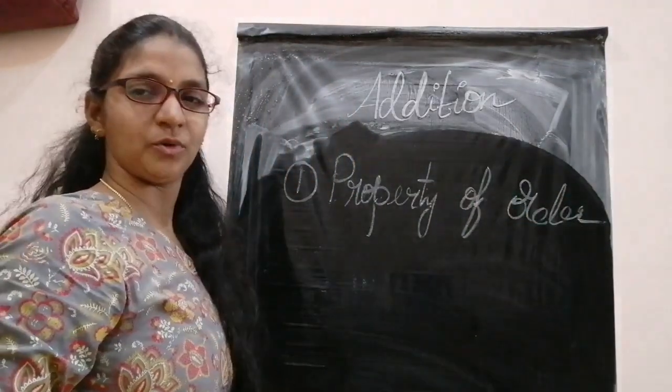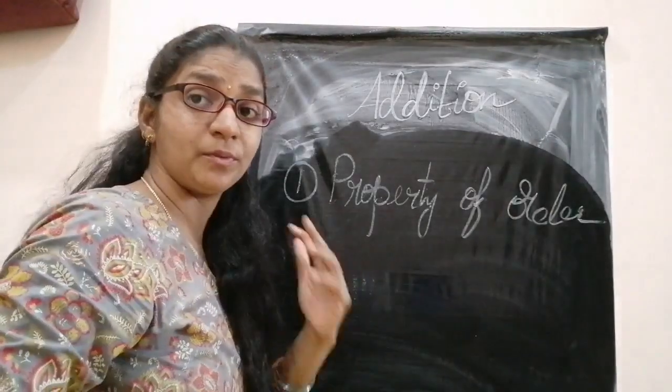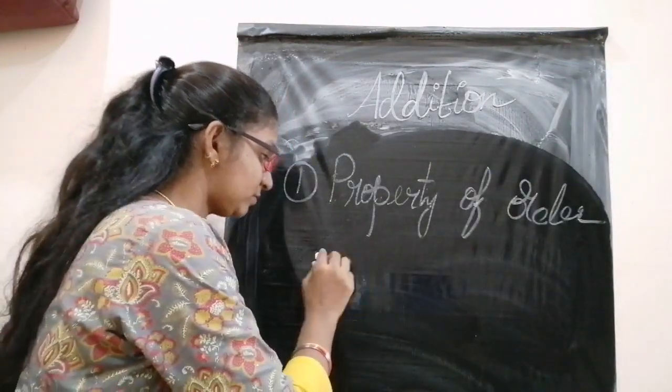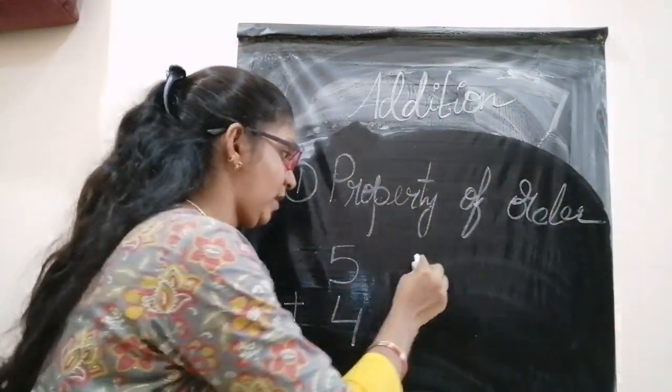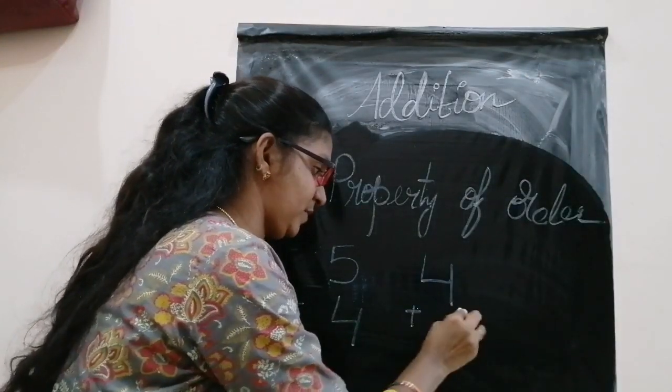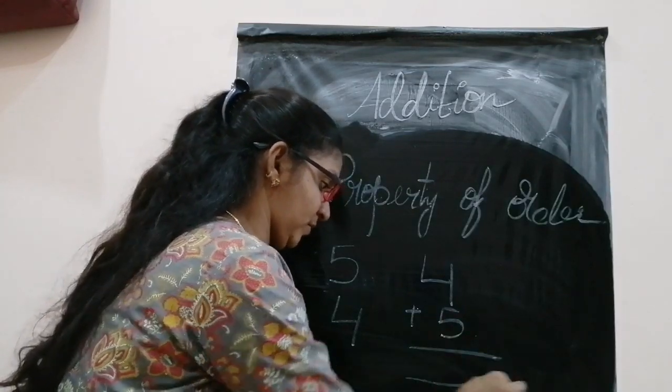First we will learn about the property of order. So what is the property of order? We have 5 plus 4 and 4 plus 5.